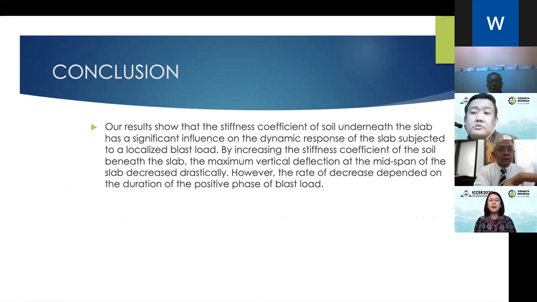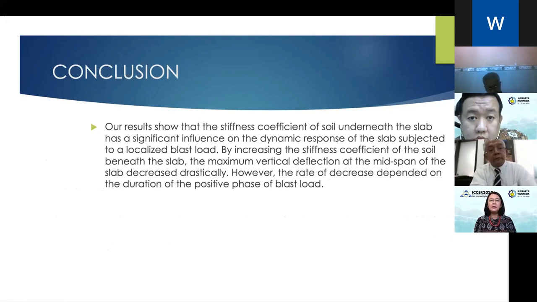And then the last one, our results show that the stiffness coefficient of the soil underneath the slab has a significant influence on the dynamic response of the slab subjected to a localized blast load. By increasing the stiffness coefficient of the soil beneath the slab, the maximum vertical deflection at the midspan of the slab decreased drastically. However, the rate of decrease depended on the duration of the positive phase of the blast load.